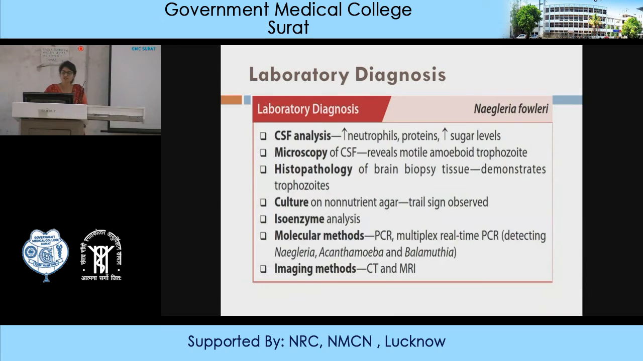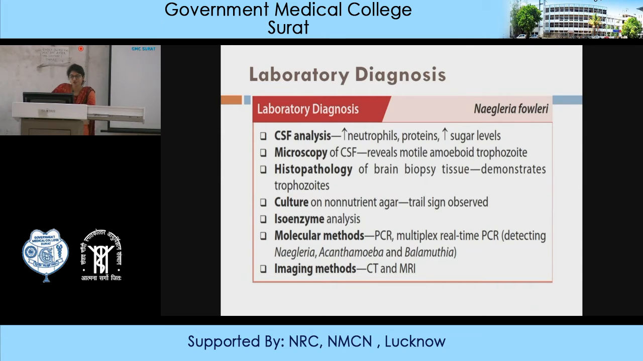For the diagnosis of Naegleria fowleri, as it mainly causes CNS manifestation, the cerebrospinal fluid is the sample to be employed for the diagnosis, and here refrigeration is not required because the death of the amoebic form may occur. Here we will firstly do the CSF analysis by microscopy. In the microscopy you will have plenty of neutrophils because the CSF will be purulent, and here the proteins will be elevated along with the sugar levels.